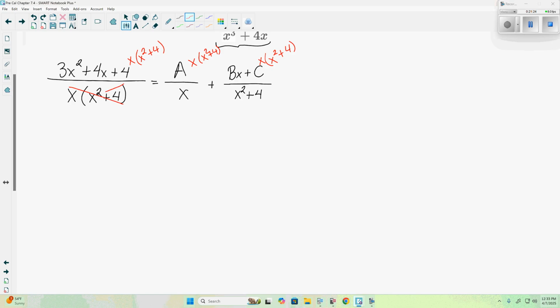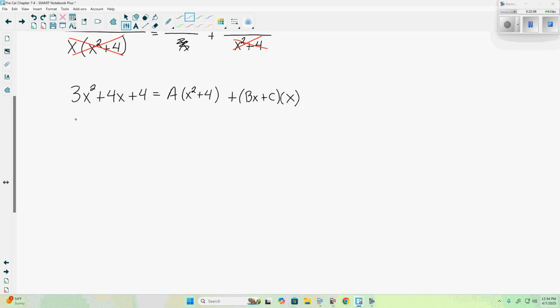Now, the left-hand side of this equation is going to cancel out completely, telling us that we have 3x squared plus 4x plus 4 is equal to, on the right-hand side, the x and x are going to cancel, telling us that we have a times x squared plus 4 plus bx plus c. Well, the x squared plus 4 on top and bottom will cancel, leaving us with just x.